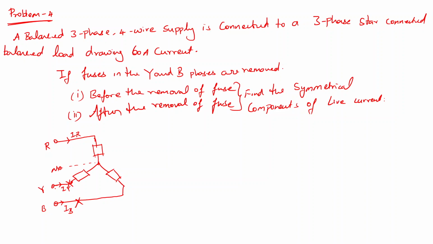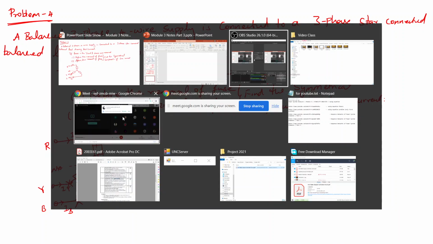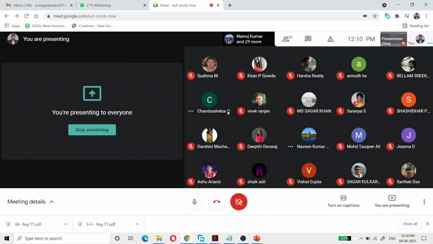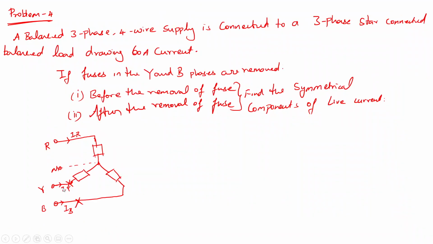When the fuse is on, there is a flow of 60 amp current in Y phase, 60 amp current in B phase, and R phase also 60 amp will be there. If Y and B fuses are removed, then the current is disconnected in Y phase and B phase. At that time the system is not balanced, it went to unbalanced. So you need to find out the symmetrical component.